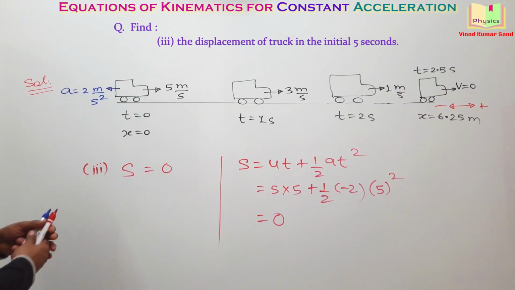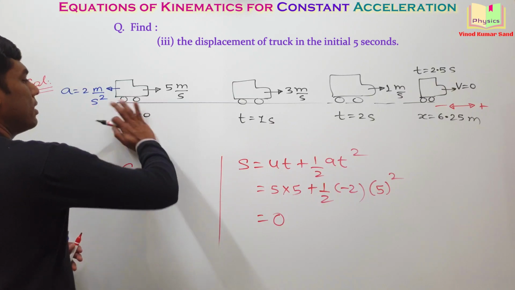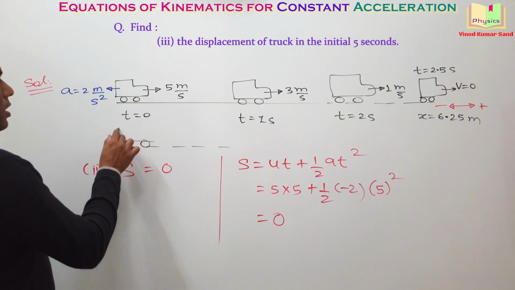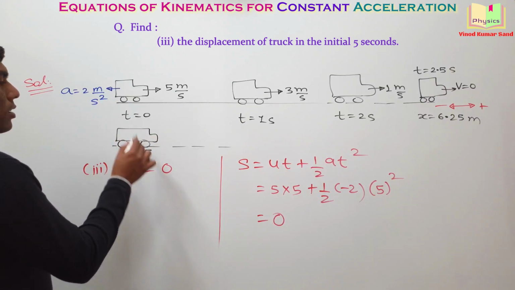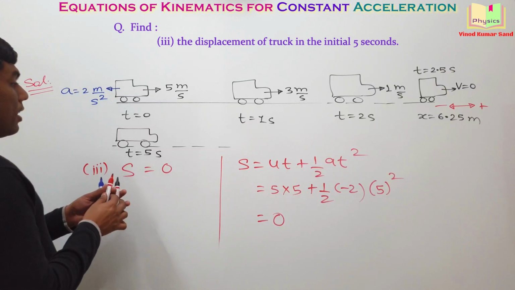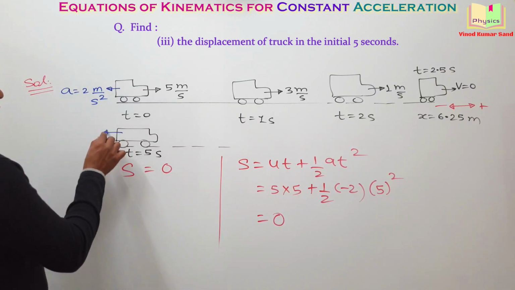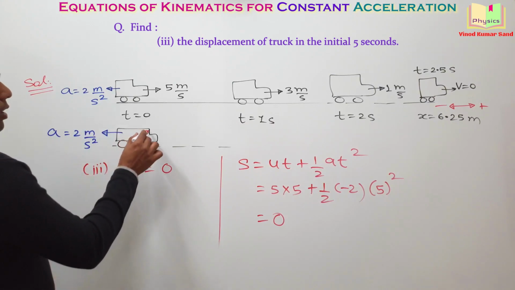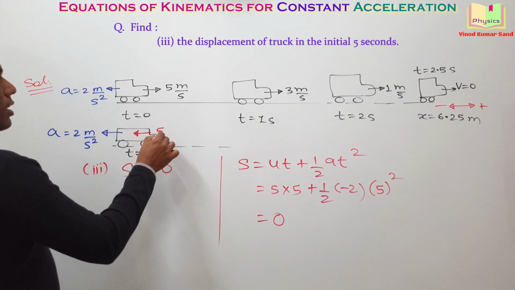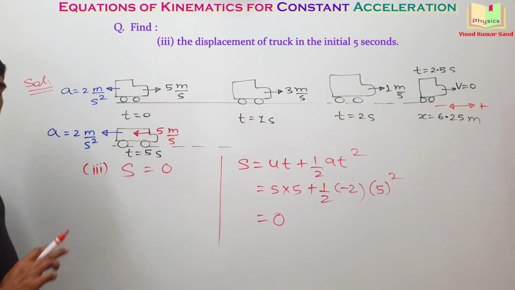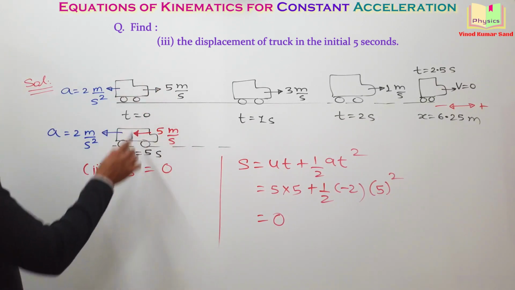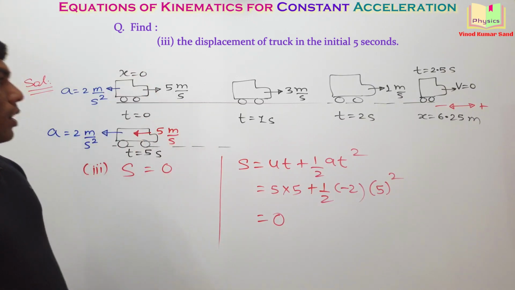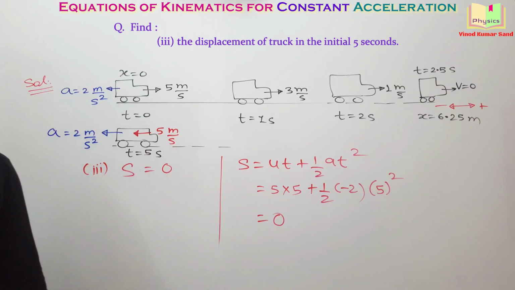And if you wish to plot the diagram, then you can tell that at t is equal to 5 seconds, the truck will be again here. And at that moment, acceleration is 2 meter per second square and its velocity will now be in this direction. Speed will be 5 meter per second only, and the displacement will become 0. This position we have considered as x is equal to 0. Note it down, and then we'll go for the fourth part.